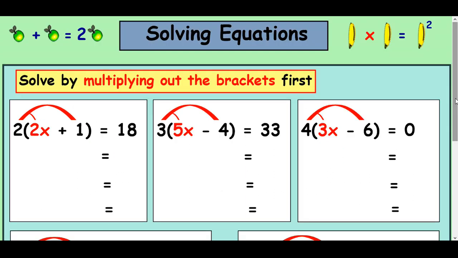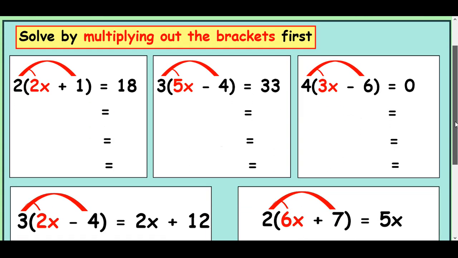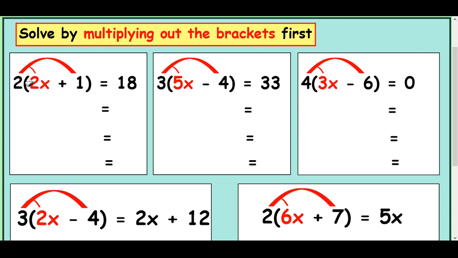Okay, I'm going to look at some harder ones to finish off the lesson, these 5 here. Okay, so let's look at this first one first. So again, we need to multiply out the brackets and then use our balancing technique to finish. So 2 times 2x is 4x, plus 2 times 1 is 2, and that gives us 18.